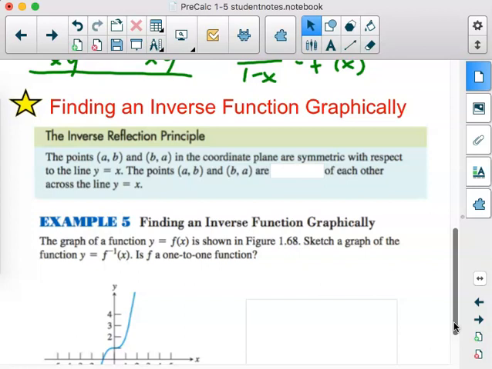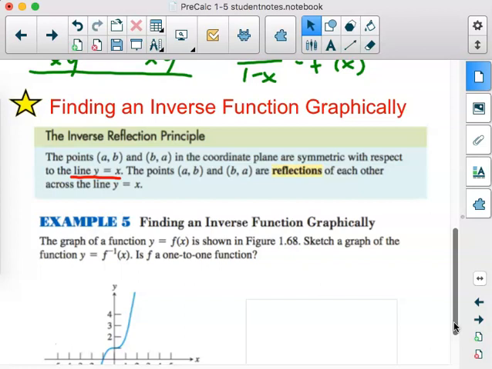And then next up, still working on those objectives, finding an inverse function graphically. So what does it look like to do that? All we have to remember is it's as basic as the x's become the y's and the y's become the x's. That's what happens with an inverse. So the points (a, b) and (b, a) in the coordinate plane are symmetric with respect to, here's the big deal, the line y equals x. That's what we're reflecting over. The points (a, b) and (b, a) are reflections of each other across that line y equals x. That's how we get inverses.